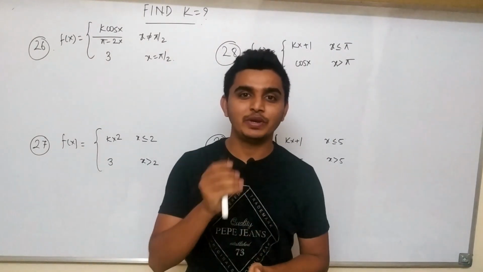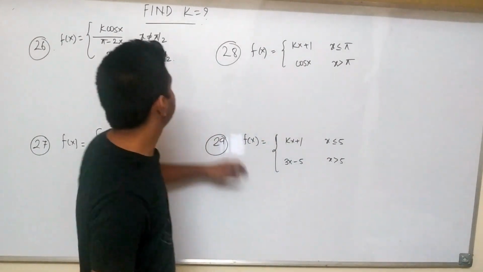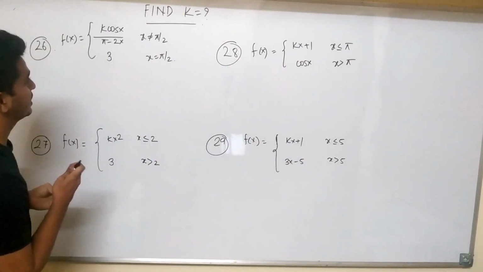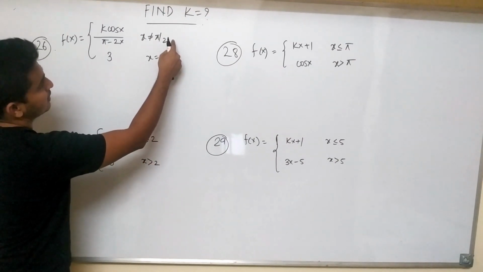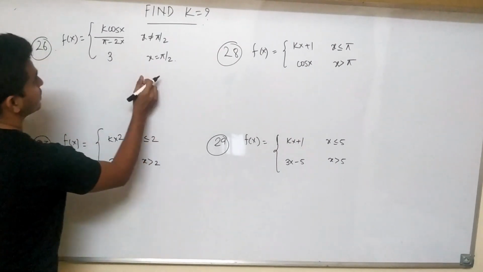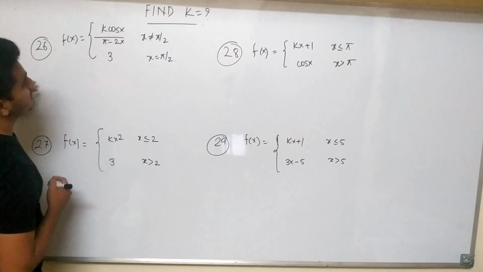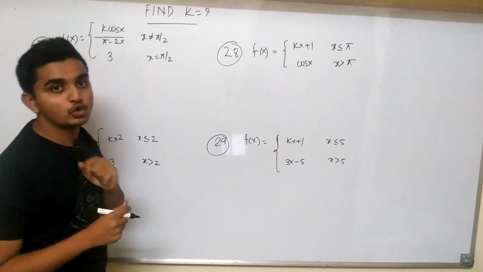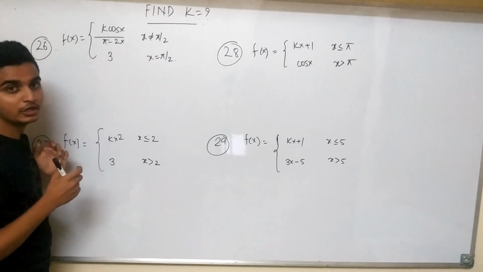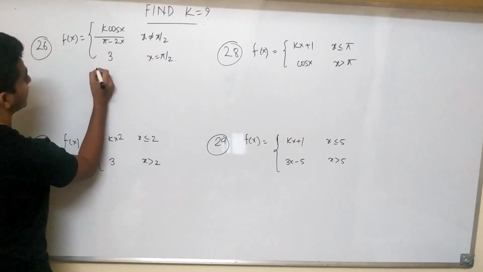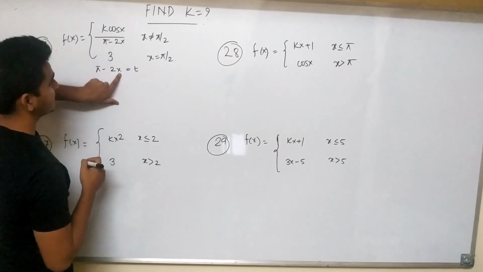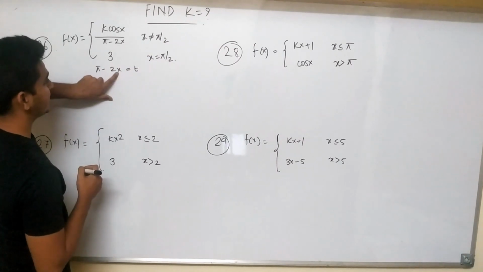Okay, now we will see the 26, 27, 28, 29th question, which basically tells you to find the value of k. Now we'll look at continuity, and it is defined that we find the value of k such that these functions are continuous. So we have k cos of x divided by pi minus 2x. We don't necessarily want this pi minus 2x in the denominator. So what we can say is, we can plug in pi minus 2x as t.